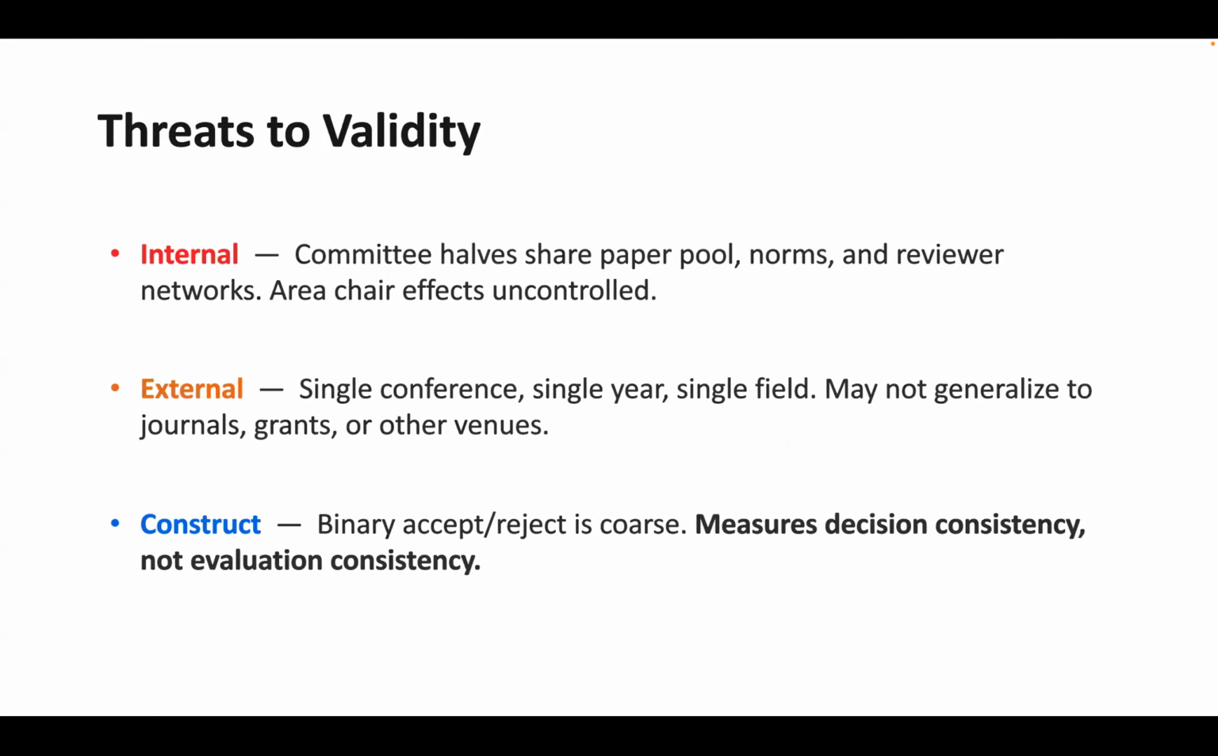So coming to threats to validity, as I said, the internal threat is the same that I described. There are different confounding factors. The external threat is that this is a single conference, single year, single field, and may not generalize to different types of communities. And finally, the construct validity is basically what I mentioned about the scores: these binary accept and reject scores measure the decision consistency of papers getting accepted or rejected, but the evaluation is a much more nuanced metric about the quality of research that has been done in a given paper.